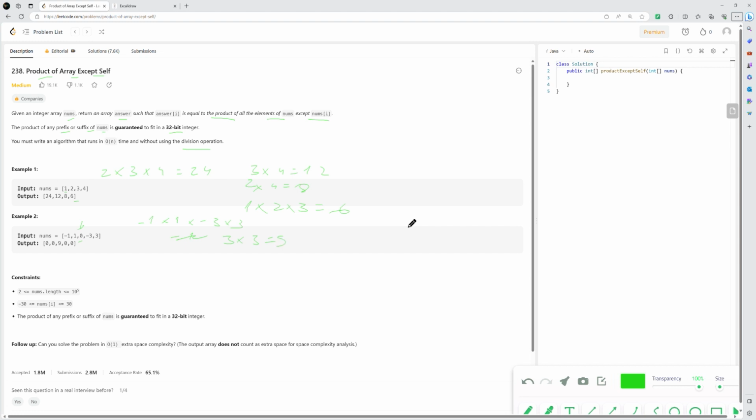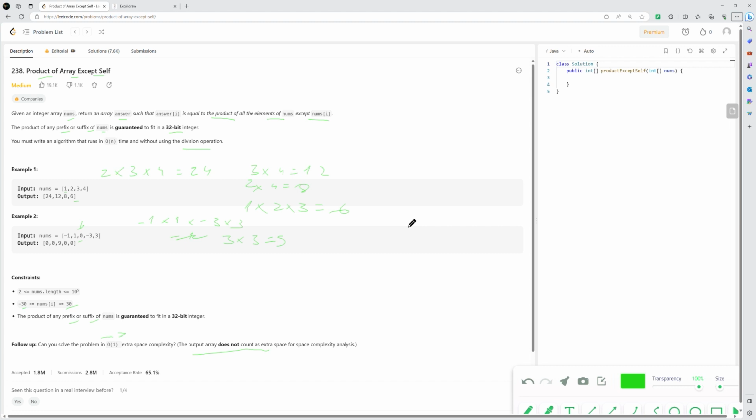The length of the array ranges from 2 to 10 to the 5th, and the elements in the array range from -30 to 30. The product of any prefix or suffix of nums is guaranteed to fit in a 32-bit integer. We also have a follow-up: we have to solve the problem in constant space complexity. The output array doesn't count, so we can exclude it from the calculation of the total space complexity.